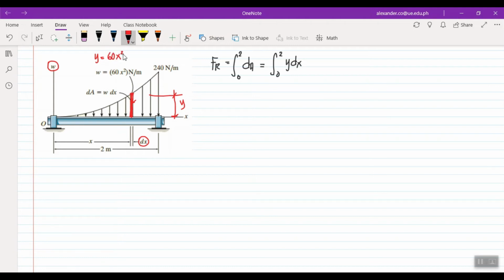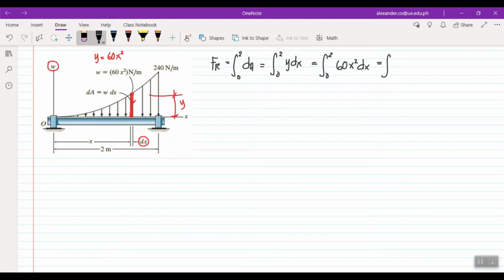60x squared. Okay? So, ililipat lang natin yan. So, this is just the same as saying it's 0 to 2, now 60x squared dx. Do you follow? Itong y, ito na yun, yung slope. Yung kaninang sample problem natin, di ba? Yung 160, ito rin yun. Pinakita ko lang saan galing yung 160. So, ito rin yun, yung problem number 1. Okay? So, proceed tayo.